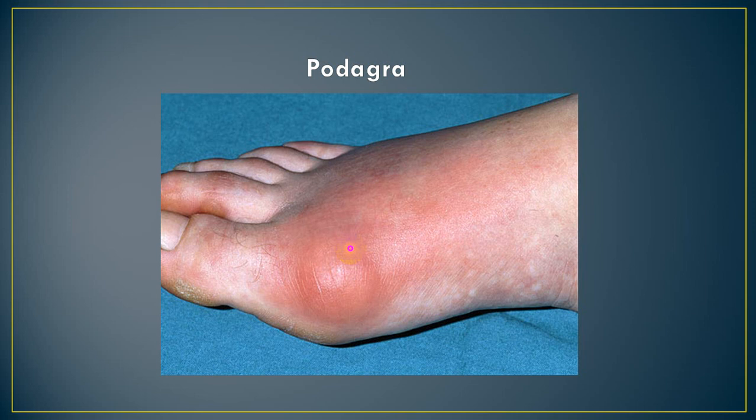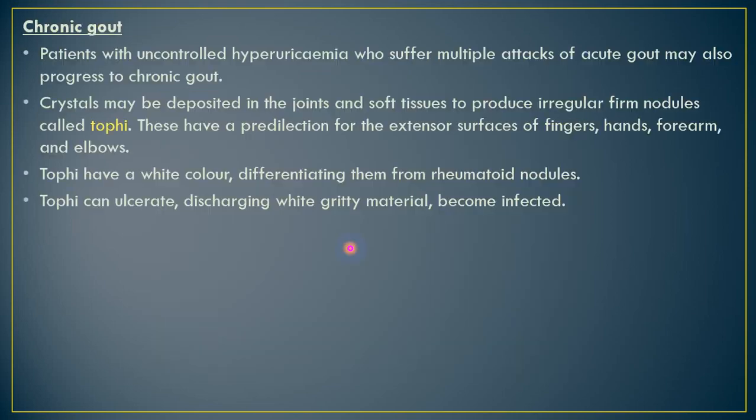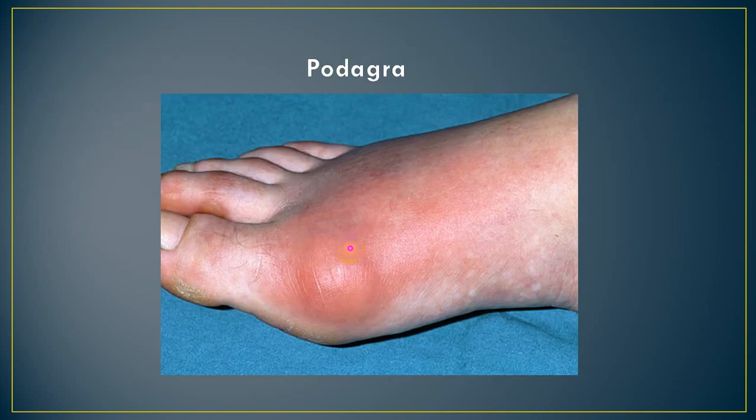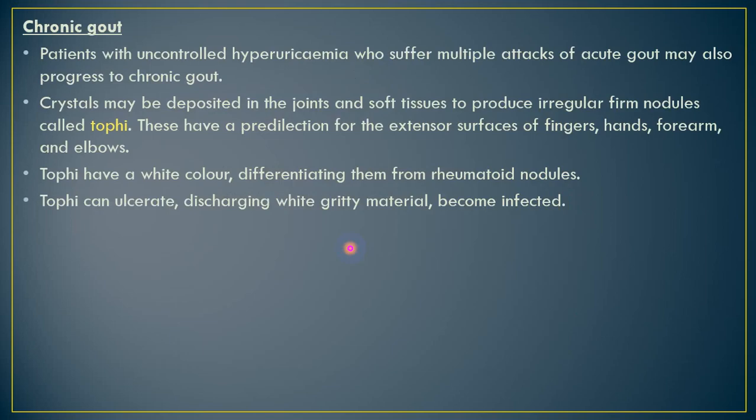And there is also marked swelling and redness, and because of stretching and redness, the skin will be shiny. If left untreated, the condition is self-limited and usually inflammation will subside within 5 to 14 days with complete resolution. Now, a few points need to be remembered about gout.